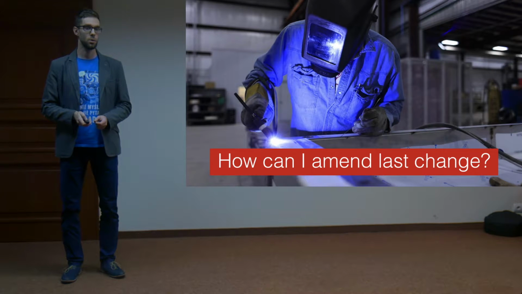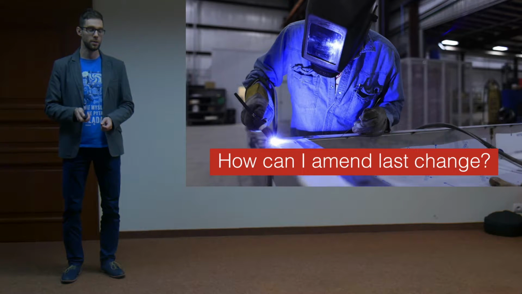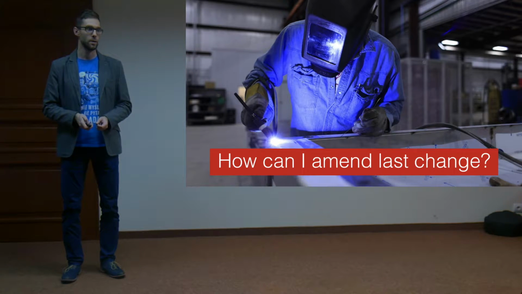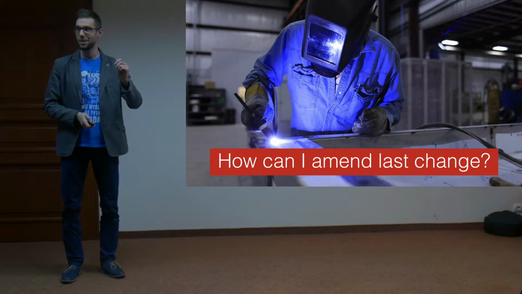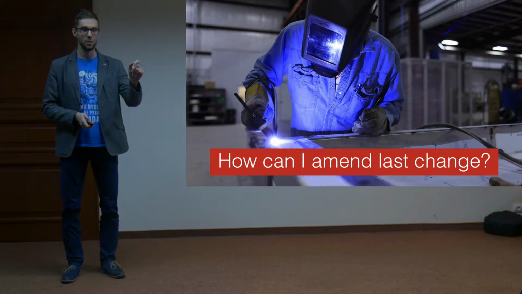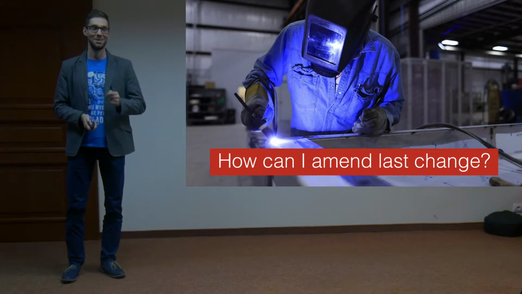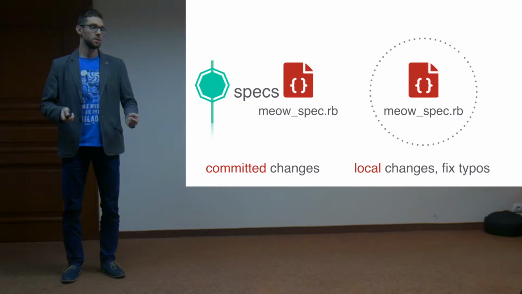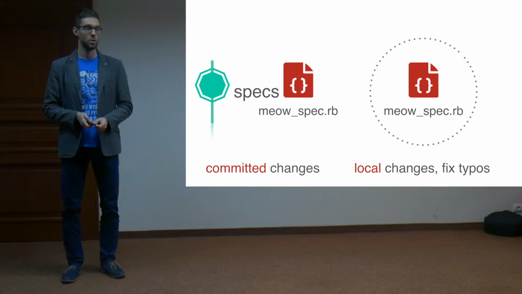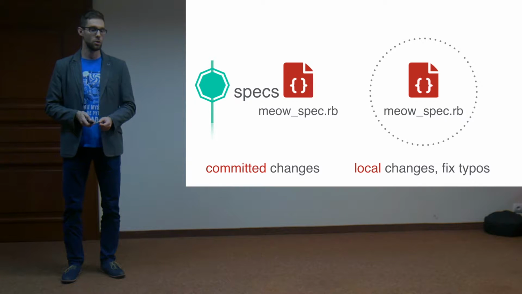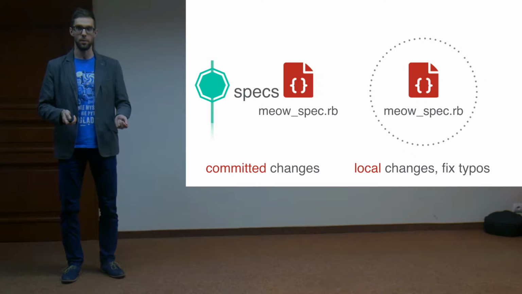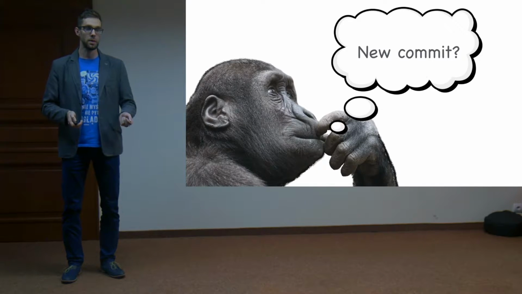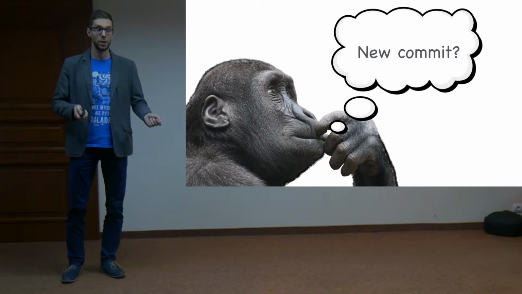So let's start with amending the last change, because this is the very simple one. And how many of you are using the amend option with Git? Nice, good. So we have a situation that there's some specs, the commit is already in Git, and we noticed that we forgot to add something or there was some typo. And should we commit it as a new change?